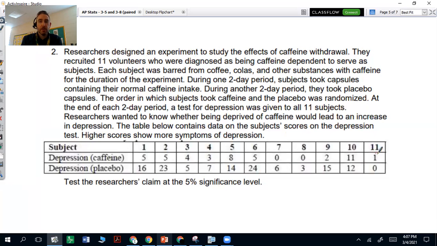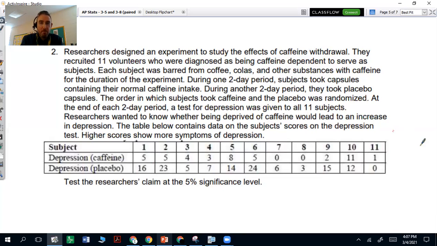For starters, look at this one over here. This person actually decreased on their depression scale from the placebo versus the caffeine. So obviously there are different factors on depression than just caffeine levels, but you got to be careful. Each person reacts differently to things. So when you're controlling for that, you have to use a paired T.